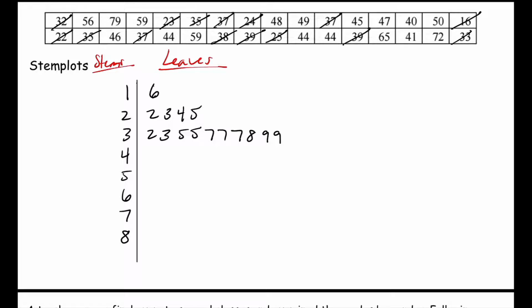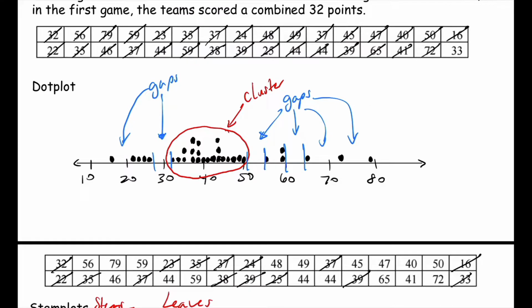And that's it for 30s. We got a lot of 30s. Makes sense because in between 30 and 40, we had a lot of dots.